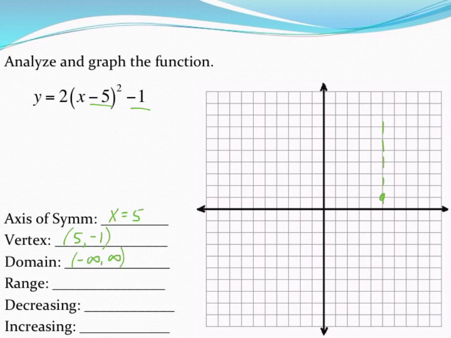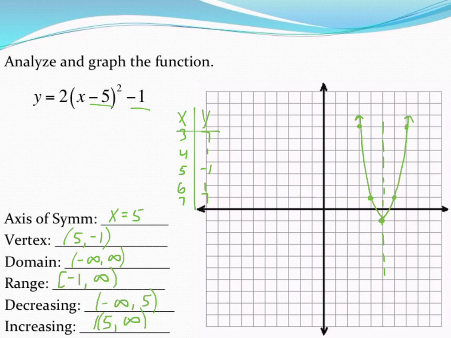So there's my vertex, (5, -1). You can see I plotted it wrong. You'll see me fix it in a second. Oops, there we go. So to finish this one, there's my sketch.